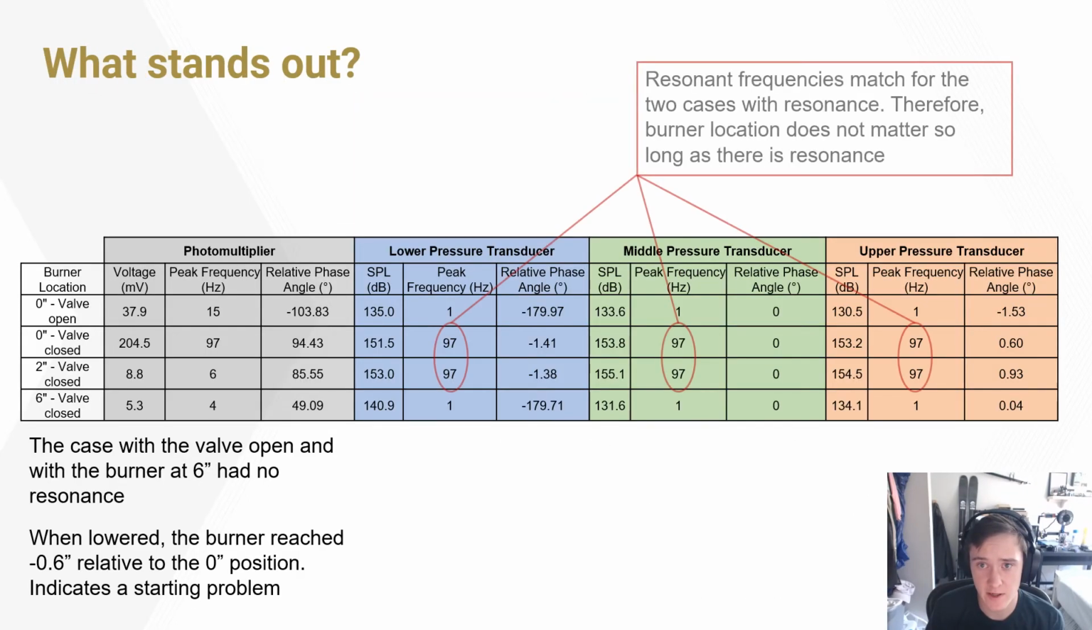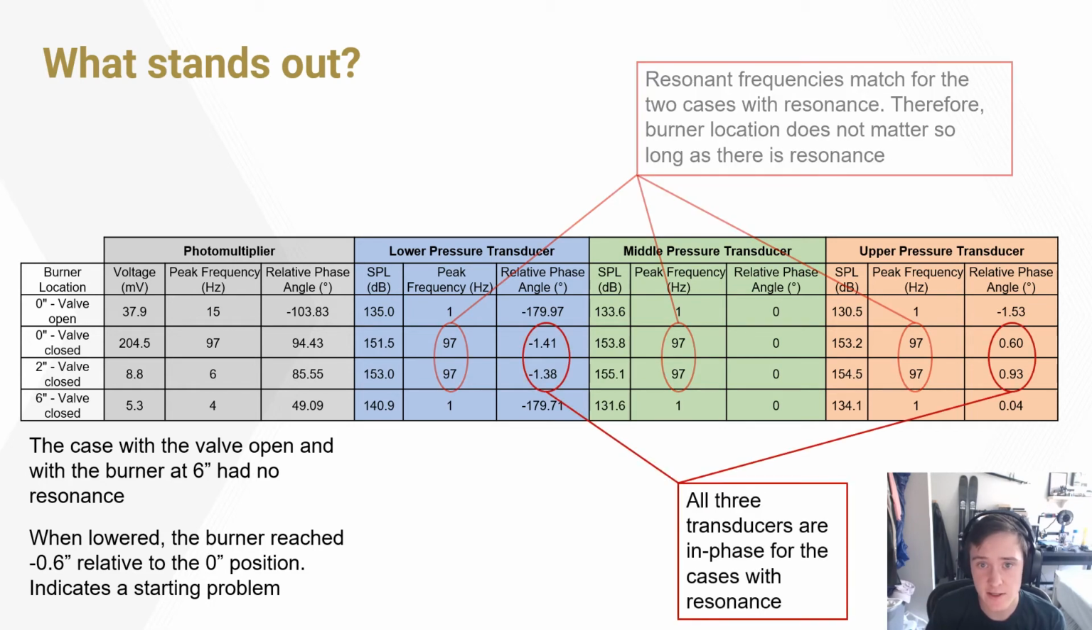The first thing to point out is that even though resonance only occurred for runs 2 and 3, the resonant frequency matched for both cases despite the difference in burner height. This proves that the burner location does not affect the resonant frequency of the tube, so long as it permits resonance. Next, the values shown here indicate that all 3 pressure transducers were more or less in phase for both cases in which resonance occurred, which makes sense as these measurements represent different points of the same pressure wave.